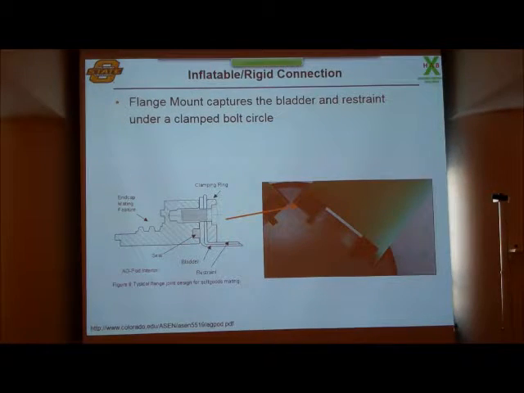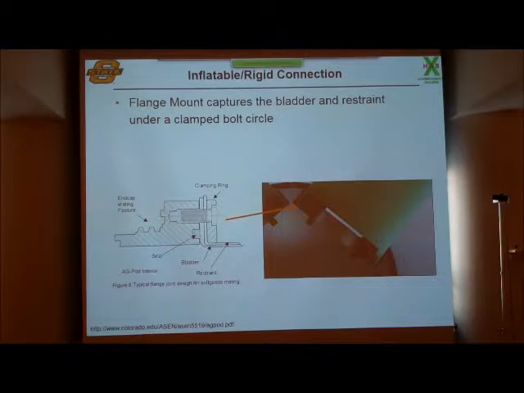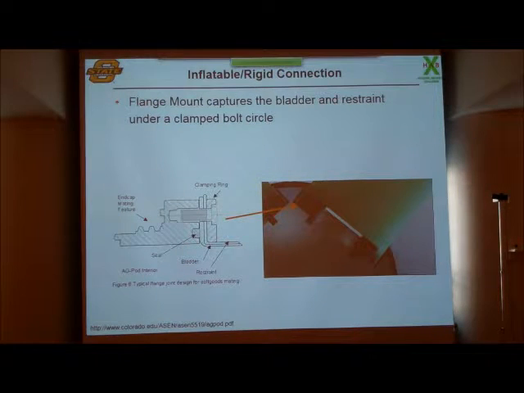And in order to connect the rigid and inflatable structures, we are using a flange shown on the left that will be secured between the hub and the wing shown on the right.